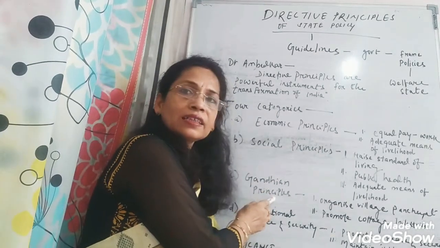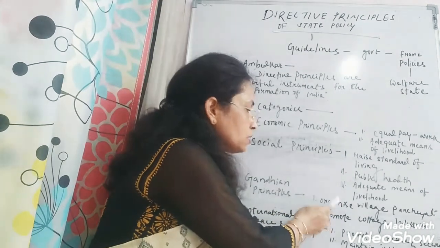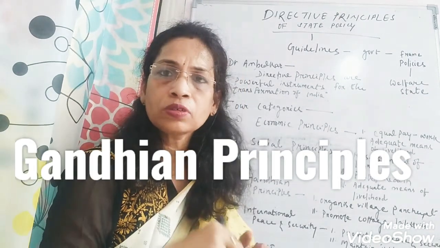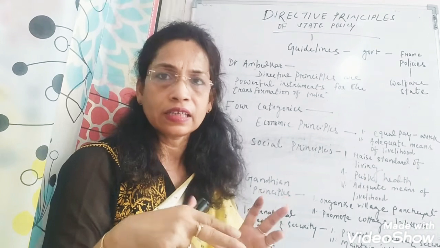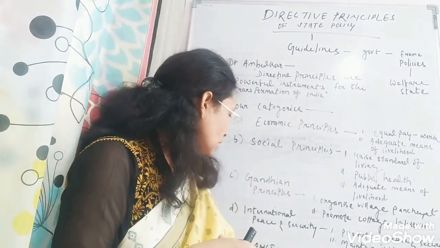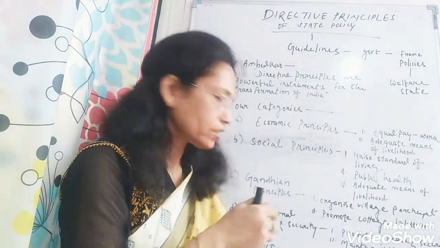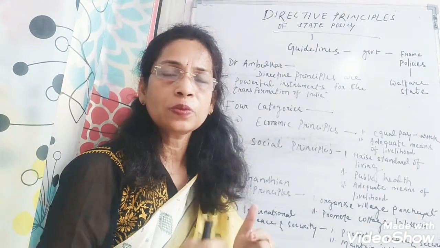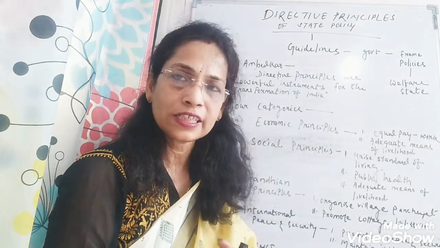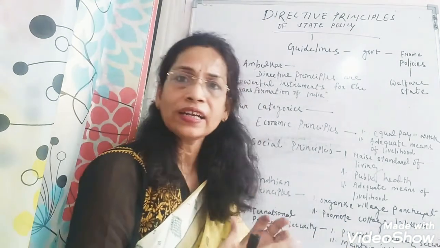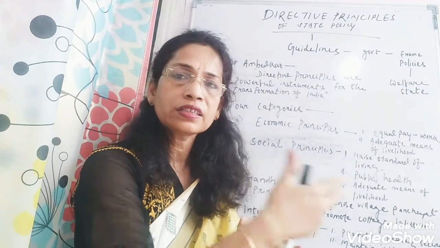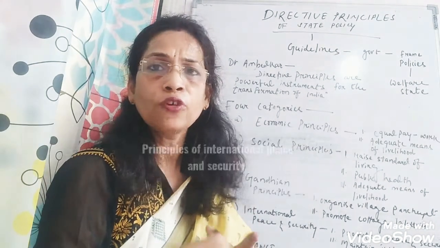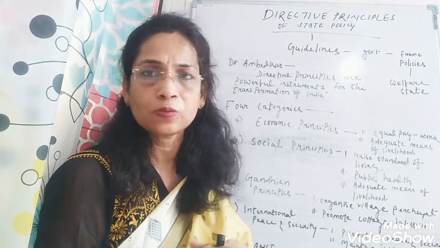Now, what are the Gandhian principles? Under it, village panchayats are to be organized. Cottage industries are to be promoted so that people at village level, at least, could get some employment. Now, what is the 4th category? International peace and security. It is one of the main objectives of the directive principles to maintain international peace and security, and to maintain friendly and just relationships with the countries of the world and with its neighbors. So these are the 4 categories of the directive principles of state policy.